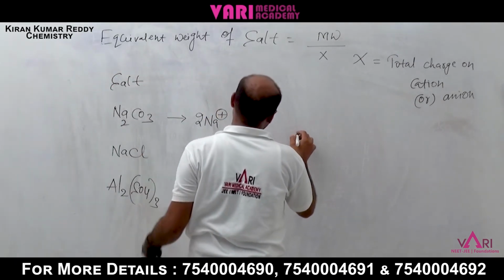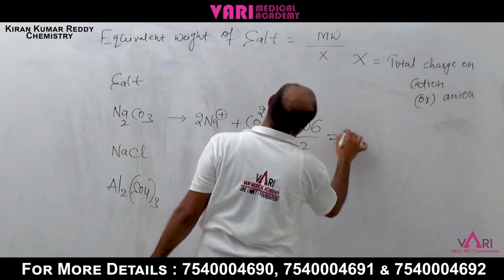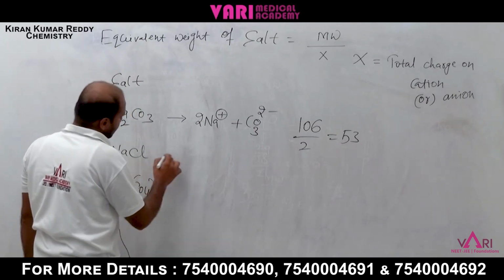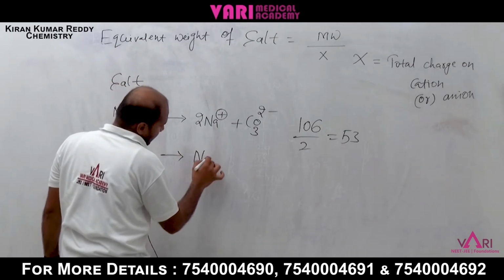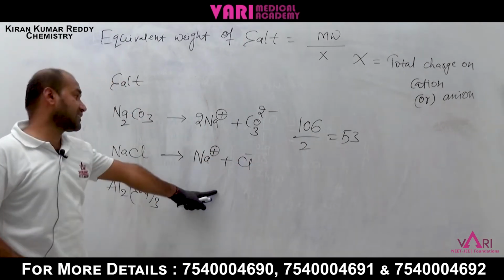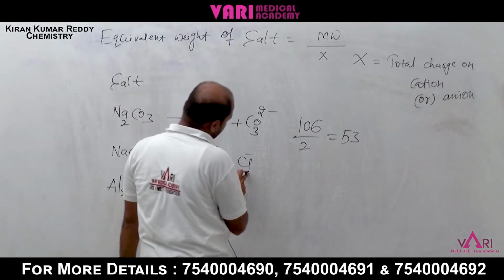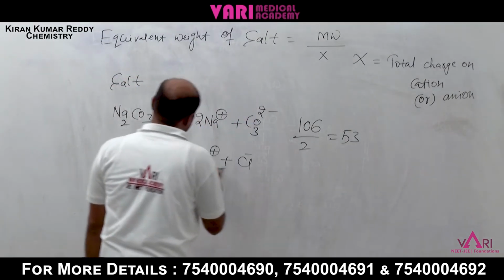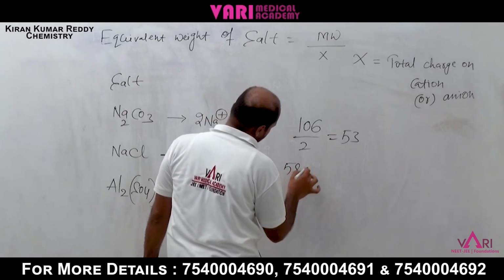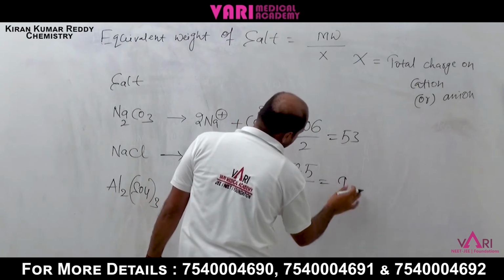What is the molecular weight of Na2CO3? 106 by 2, that is equal to 53. Now coming to sodium chloride, Na+ and Cl-. This one is 23, this one is 35.5. 23 and 35.5 means 58.5 by 1, that is equal to 58.5.